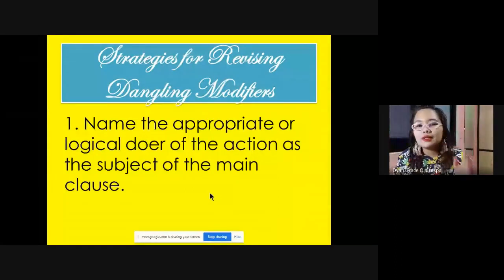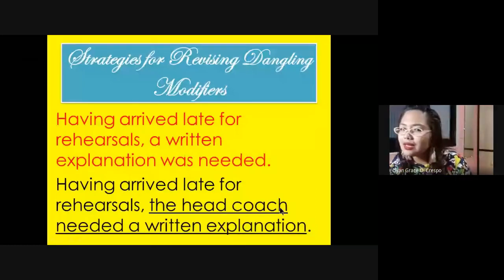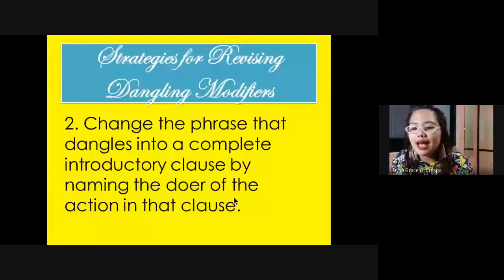Now, this is another example. Having arrived late for rehearsals, a written explanation was needed. So, okay, who arrived late? Is it the written explanation? No. So you need someone. Having arrived late for rehearsals, the head coach needed a written explanation. So you need to check for it. Number two, change the phrase that dangles into a complete introductory clause by naming the doer of the action in that clause. Okay, so yun yun.